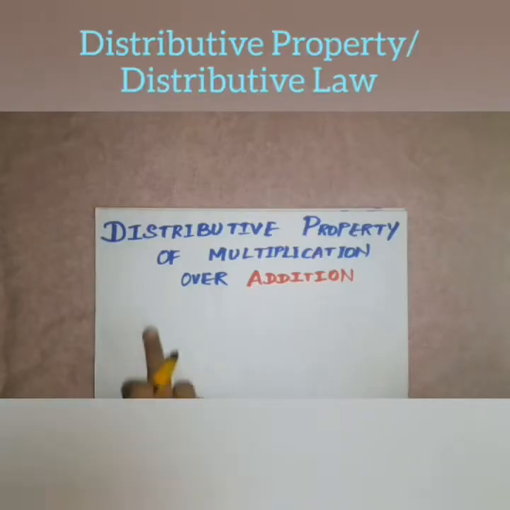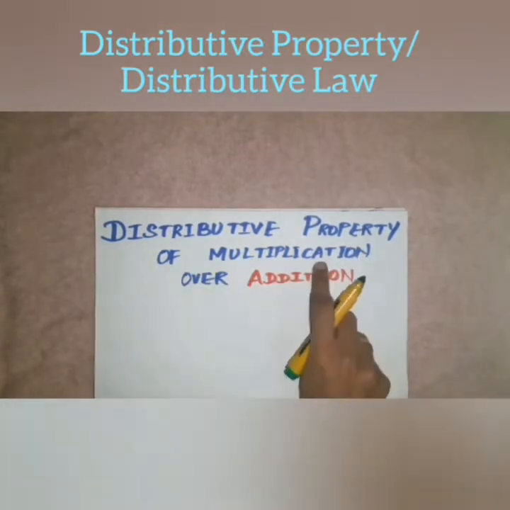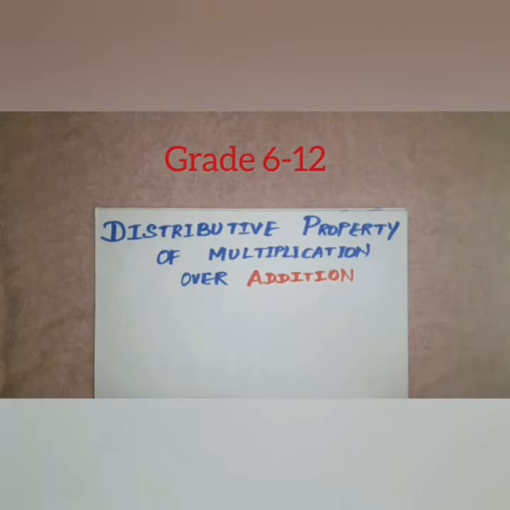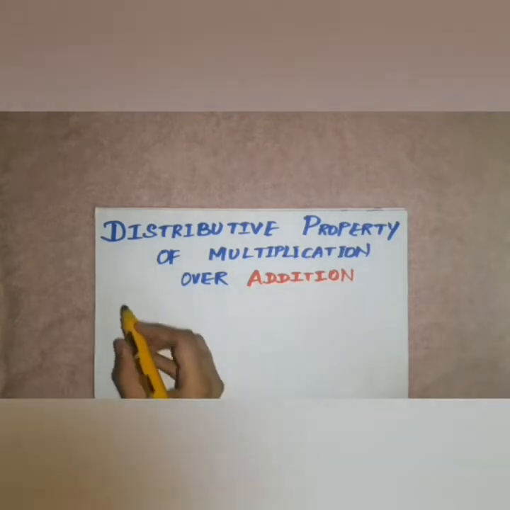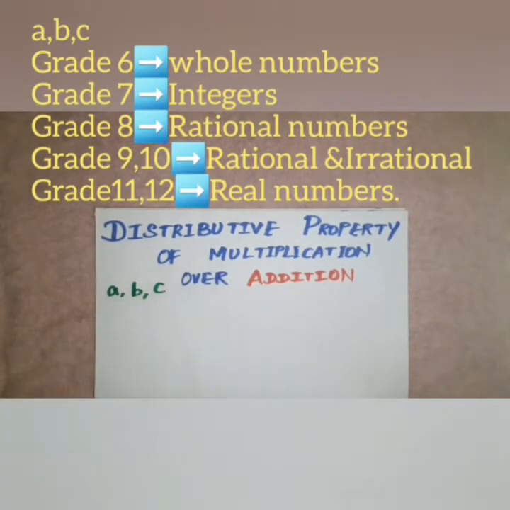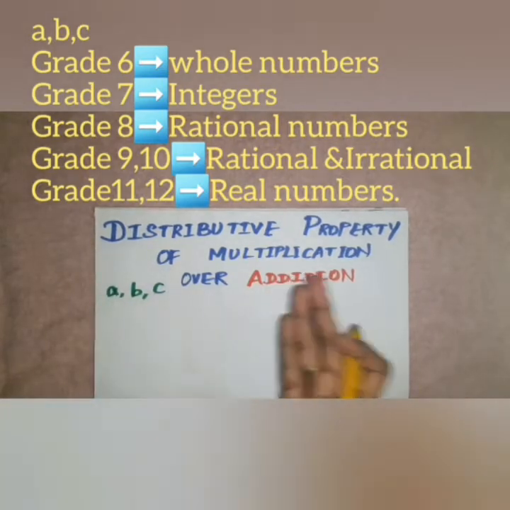Students, let's see the distributive property or distributive law, which we use in various math chapters from grade 6 to grade 12. For starting, I take A, B, C to be any numbers: in grade 6 you use whole numbers, in grade 7 integers, in grade 8 rational numbers, and in grades 9, 10, 11 and 12 the rational, irrational and real numbers.